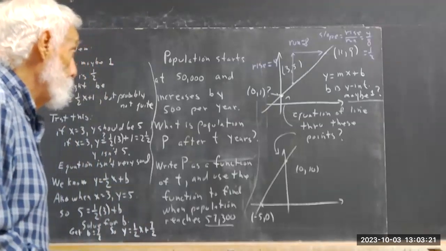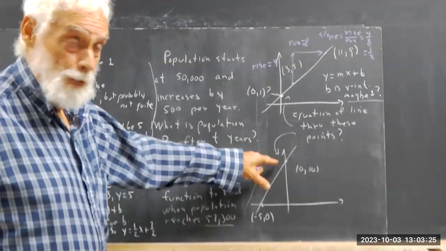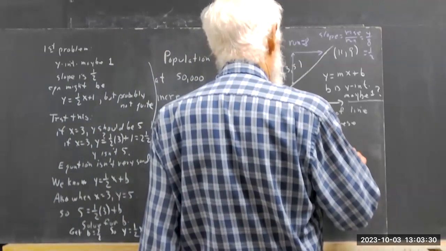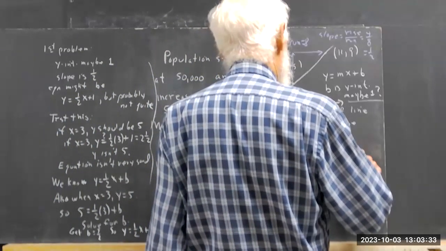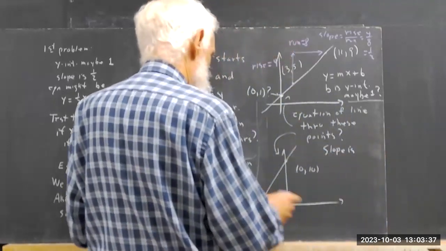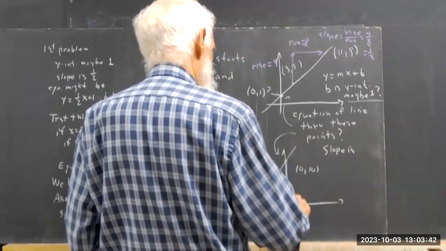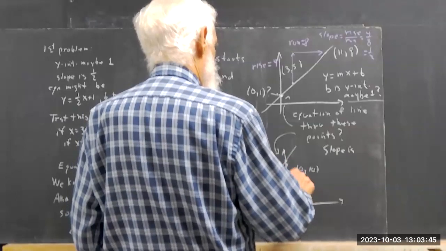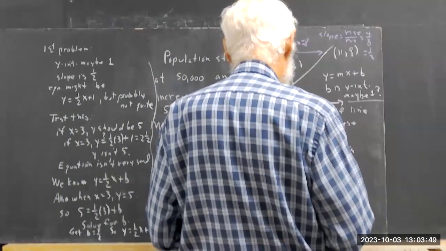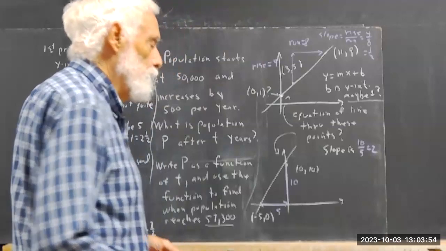Okay. Well, we get the equation of this line. It's pretty easy. Five units here, 10 units here. Rise 10 over 5. Slope is 10 over 5 equals 2.